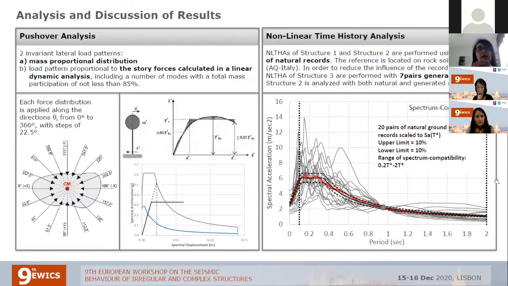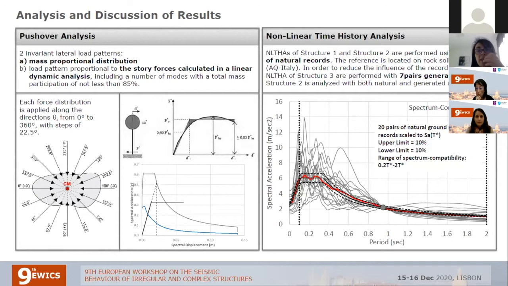Nonlinear static analyses are performed considering two invariant lateral load patterns: a mass proportional distribution, and a load pattern proportional to the story forces calculated in a linear dynamic analysis. For each structure and load pattern, four nonlinear static analyses are performed in the main structural directions, obtaining for each direction the corresponding pushover curve.